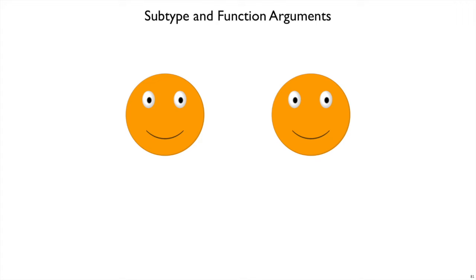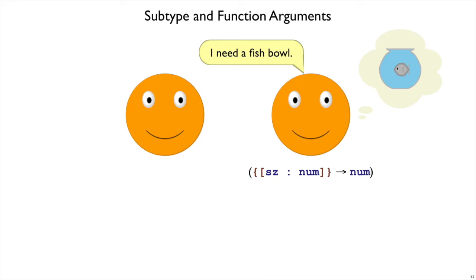Bob now has his fish, and so he's looking for a fishbowl. That is, he wants a function that takes his fish, which has a size field with a number, and then takes care of his fish and perhaps reports how healthy his fish is as a number. So Bob says to Alice, I need a fishbowl.